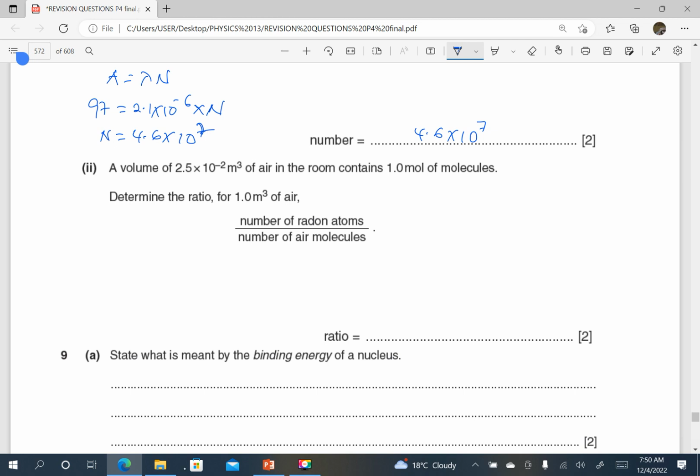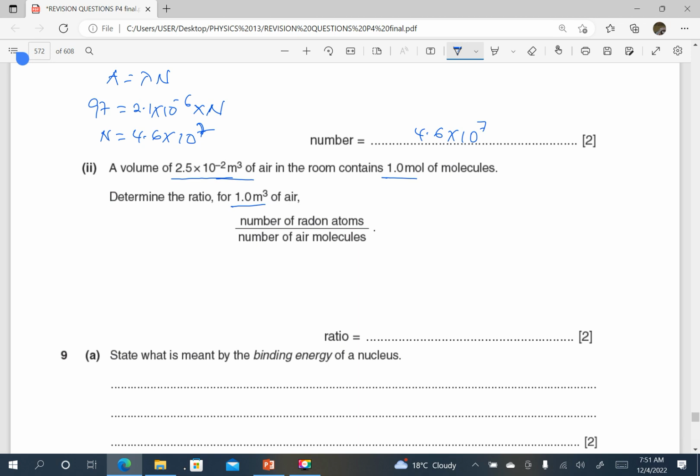A volume of 2.5 times 10 power negative 2 meters cubed of air in the room contains 1 mole of molecules. Remember, 1 mole is 6.02 times 10 power 23 molecules, that is actually Avogadro's number. And this is contained in 2.5 times 10 power negative 2 meters cubed of air. Determine the ratio for 1 meter cubed.